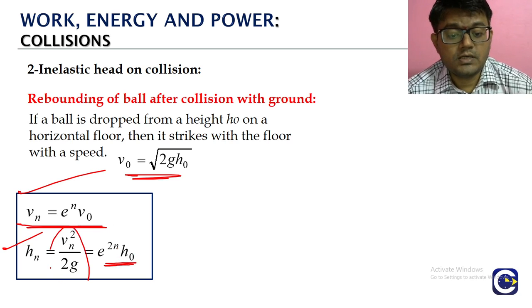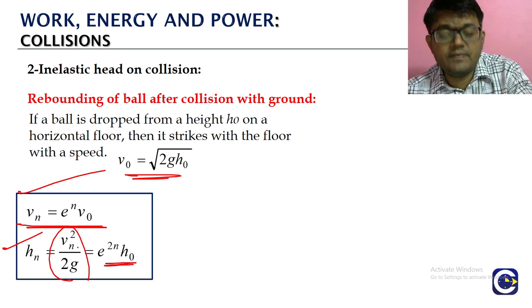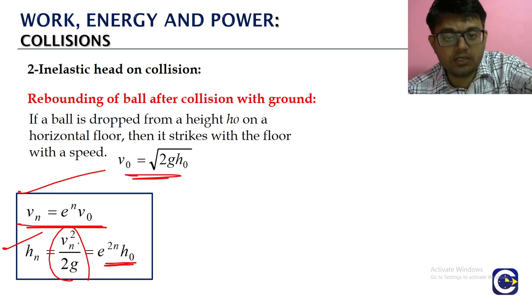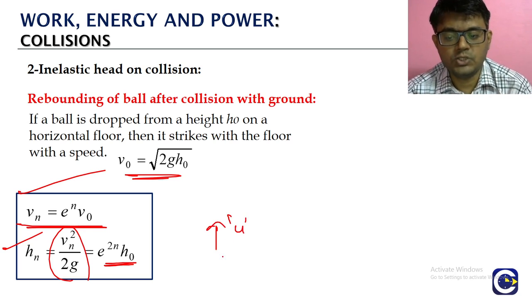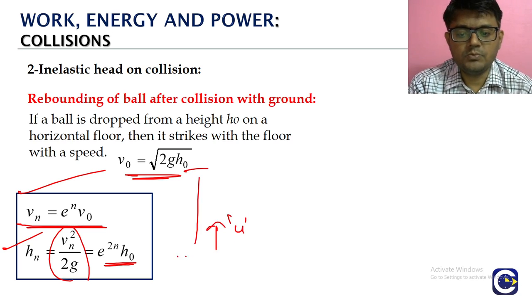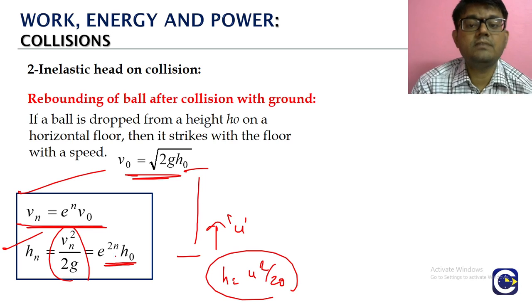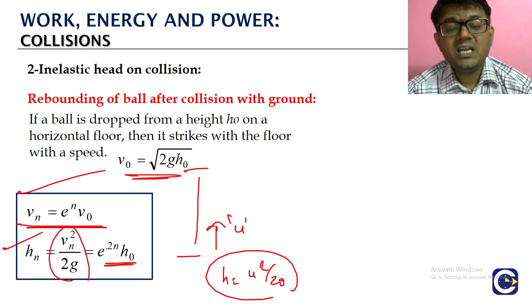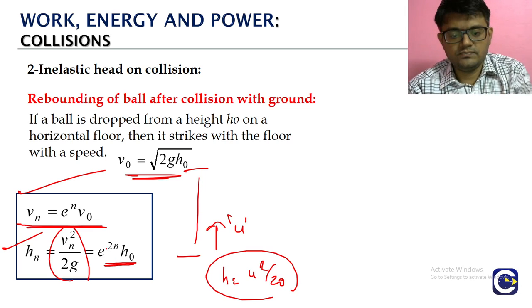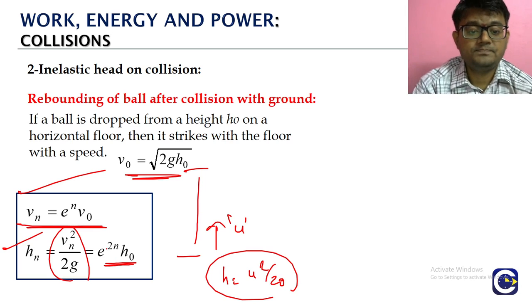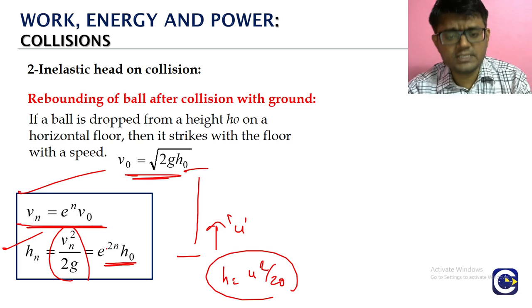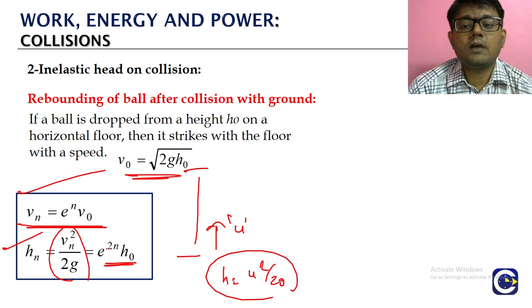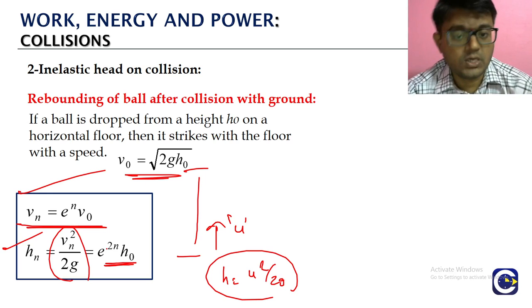After the nth collision, the height to which it will go is nothing but whatever the velocity it is having after the nth collision, that squared divided by 2g. Like if you are throwing an object with a velocity u, then h is equal to u square by 2g. So we will get the height after the nth collision as e power 2n into h naught. So these formulas are important. This is about the rebounding of the ball after the collision with the ground.